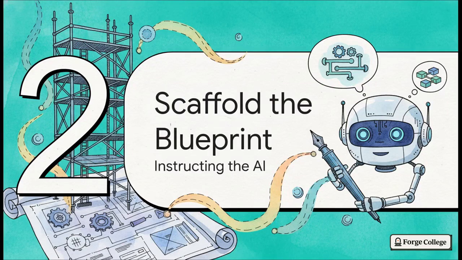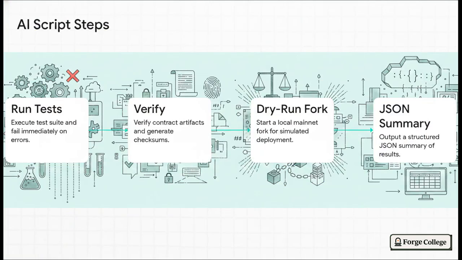Moving right along to Section 2, scaffolding the blueprint. We need to instruct our AI assistant to actually build this thing. To get started, you just need to prompt your AI to scaffold a bash script covering a super clean 4-step flow. First, run your test suite and fail immediately if anything breaks.